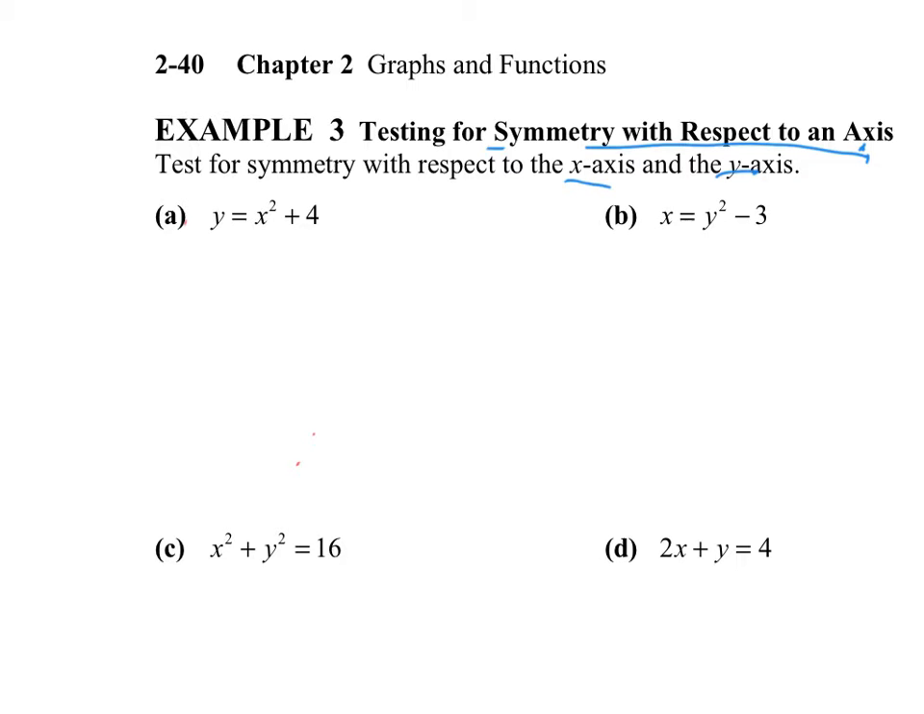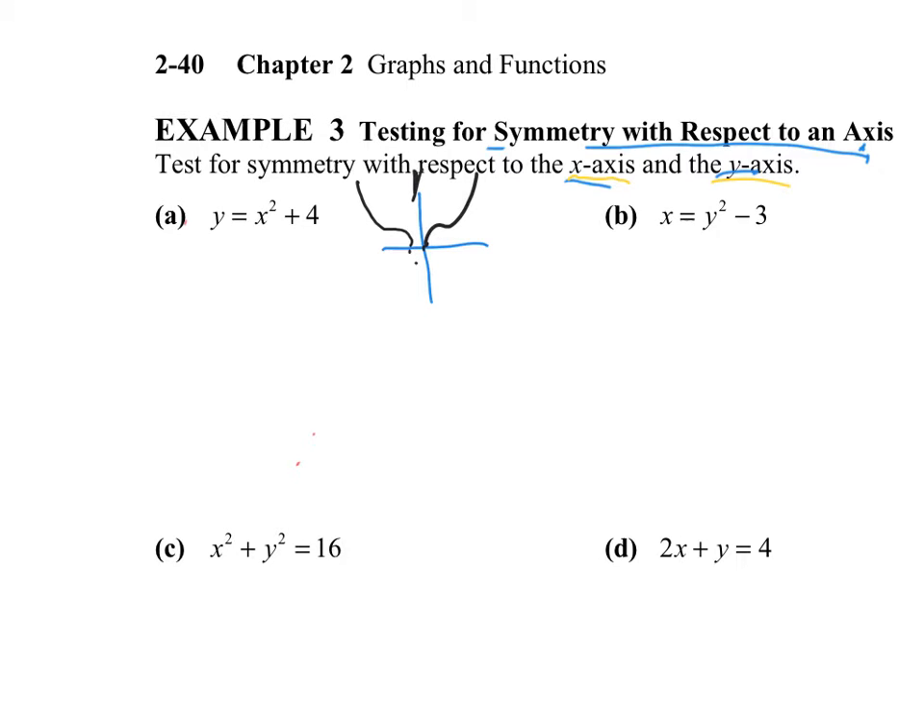Starting example 3, we were testing symmetry with respect to the x-axis and the y-axis, so both axes are being looked at. Reminder, let me give you an example. Symmetry to the y-axis would look like something like that. In other words, it's reflected on this axis right here, okay?